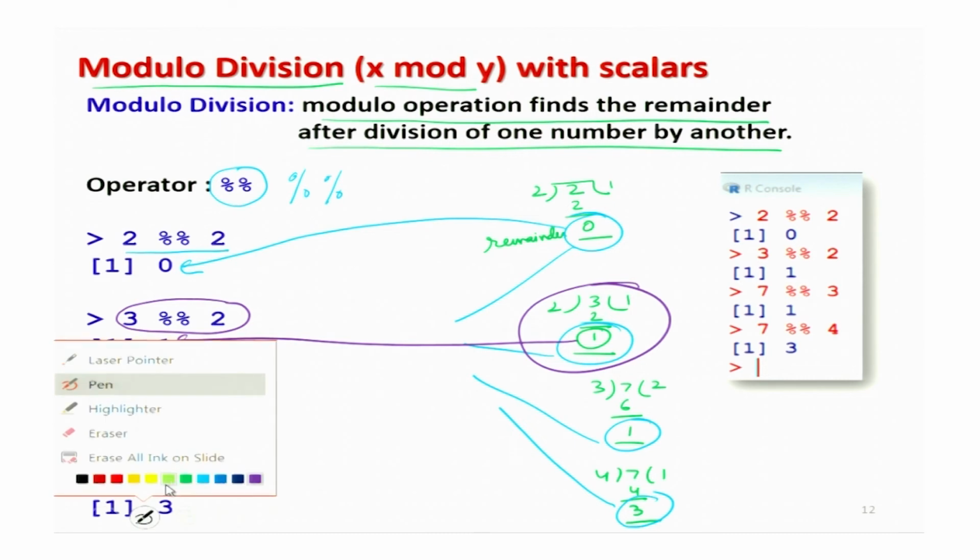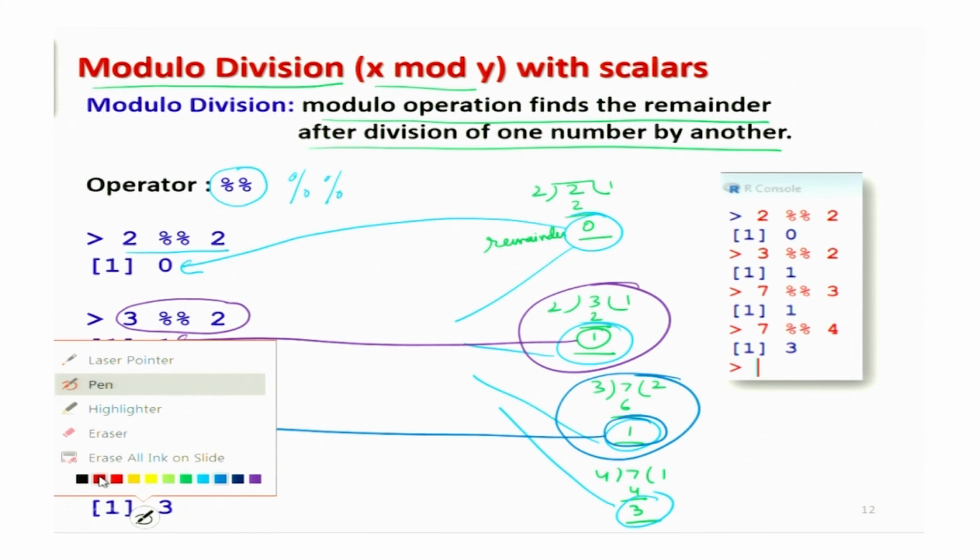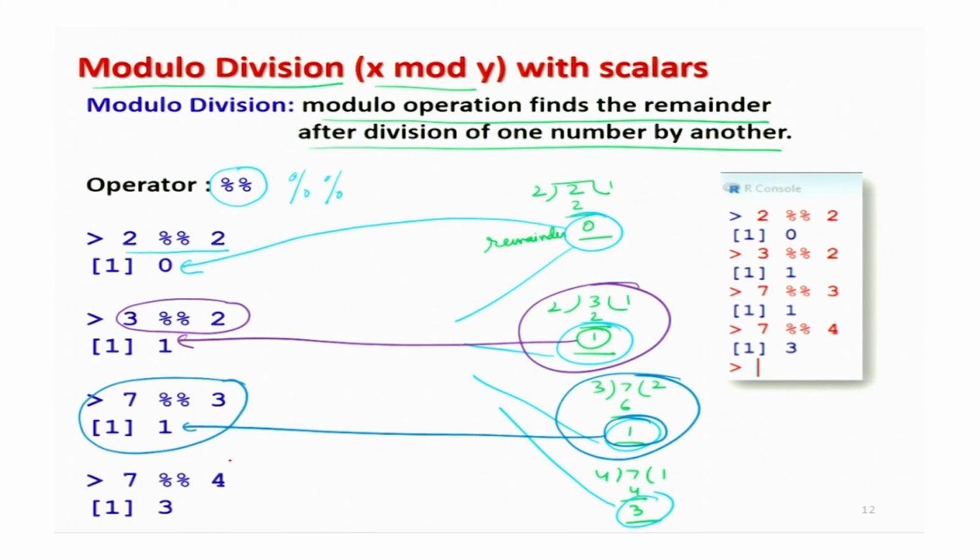Then the next operation is 7 modulo division by 3, 7 mod 3, and its remainder here is 1. And then the last one, 7 modulo division by 4, that is 7 mod 4, and its remainder here is 3. So this is the modulo division. It will give you the remainder. So now this I have illustrated when I am trying to take the scalars only.